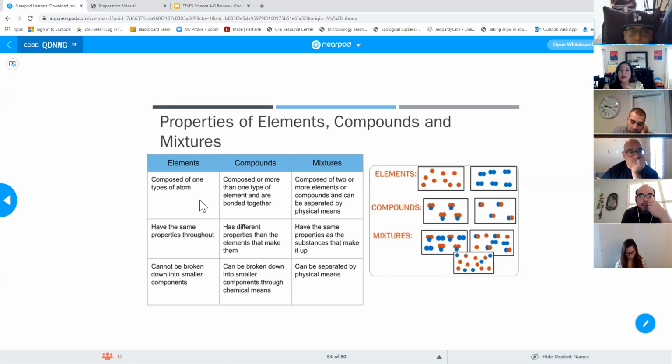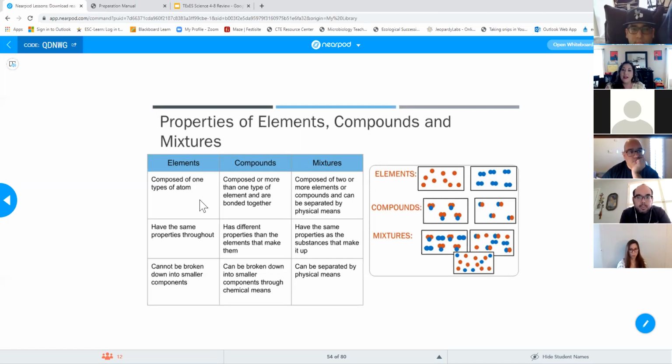But if I'm looking at iron oxide, it doesn't matter how much iron oxide I have, it's going to have the same properties and components throughout. It can be broken down into its elements, but only through chemical means. So I'd have to do a chemical change to it, react it with something in order to get it to produce some iron or just the oxygen. I can't just heat it up on a pan; that may not be enough of a chemical change to break it down.